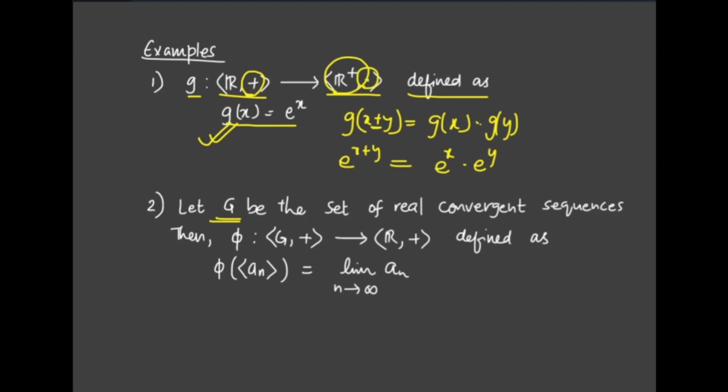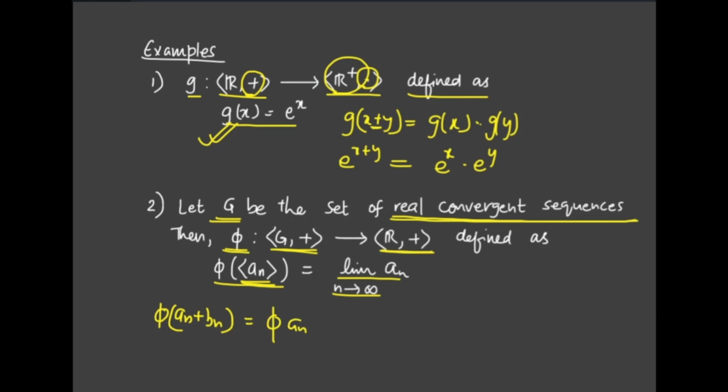Let G be the set of all real convergent sequences. You must have done real convergent sequences in real analysis. Then phi from G, plus, to R, plus, is defined as phi of a_n equals limit of a_n as n tends to infinity, where a_n is a real convergent sequence. So what do we have to show? phi of a_n plus b_n should be equal to phi of a_n plus phi of b_n. Again, why did we choose plus here and plus here? Because the group's operation here is plus, and the group's operation in the codomain is also plus. So let us see if this is true or not.